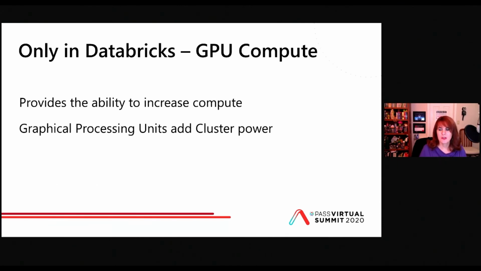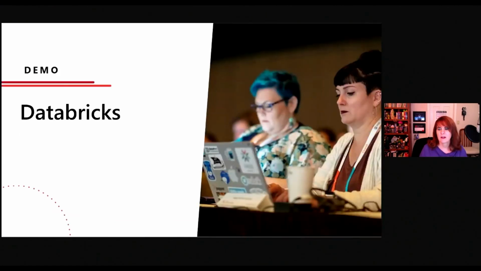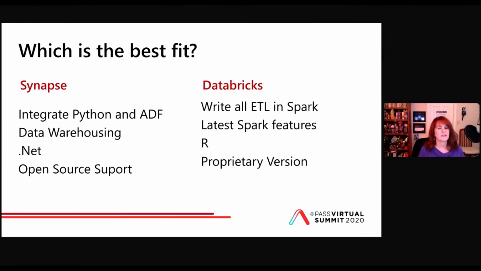So those GPU computes provide the ability to increase compute without adding clusters. Again, it's a performance increase, and they add clustering and power. So, question, which is the best fit? Well, someone asks, when is a Spark job better than classic ETL? And when is classic ETL better than a Spark job?